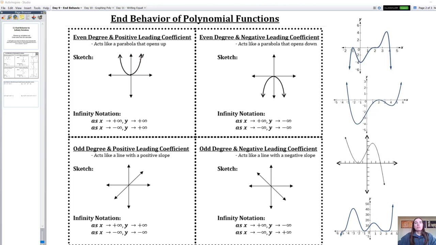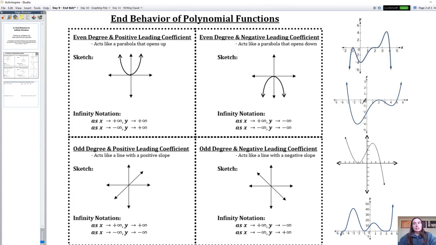So an even positive polynomial is going to have arrows pointing upward in both directions, going to the left and going to the right. If it's even and negative, the arrows are still going to go in the same direction, but since it's negative, they're going to be going downward. If we have an odd positive polynomial, meaning maybe your highest exponent is 1, 3, 5, and so on, your arrows are going to be going in different directions. If it's positive, you'll be going from the bottom left to the top right. And if it's odd and negative, you're going to be going from the top left to the bottom right.